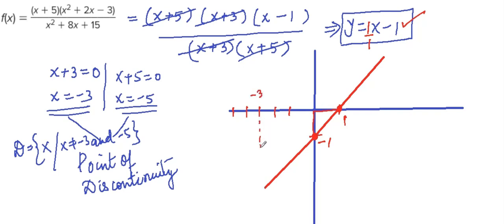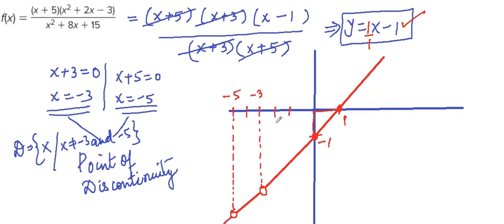So for minus 3, it is discontinuous. So there will be a hole. Similarly, at minus 5, discontinuity is there. There will also be a hole. Let me draw it a little bit down. So if I continue this line, there is also a hole, a point of discontinuity, and this line will continue like this. So this is minus 5.